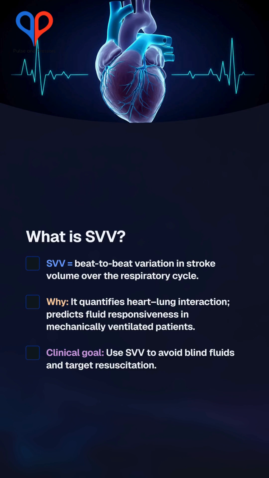Stroke volume variation is the percentage swing in stroke volume that occurs with positive pressure breaths. It leverages natural heart-lung interactions. Mechanical insufflation changes venous return, and thus stroke volume. Large swings mean the patient is on the steep portion of the Frank-Starling curve and will likely increase stroke volume with a fluid bolus. Small swings suggest the patient is preload independent.